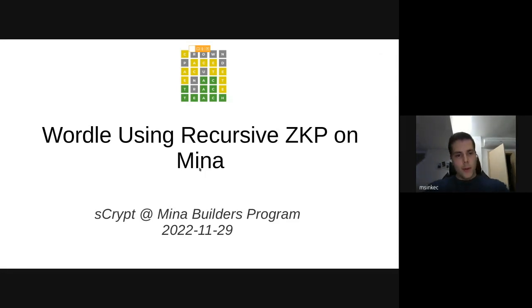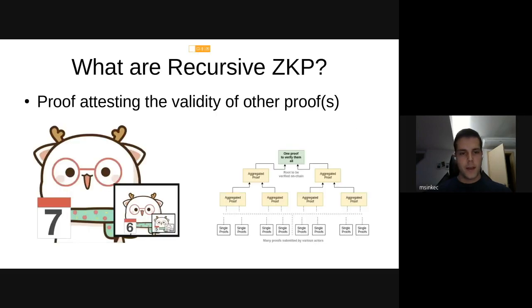Cool. So me and Xiaowei, we implemented Wordle by leveraging recursive zero-knowledge proofs on Mina. So Wordle, for those of you who don't know, is a game where a server basically picks a random five-letter word, and your job as a player is to guess that word within 6 tries.